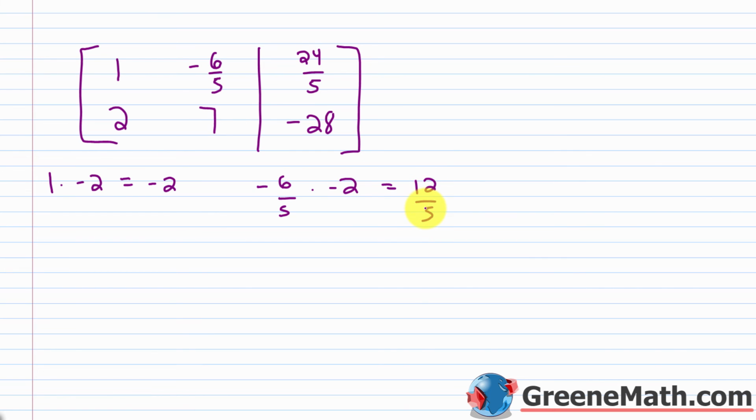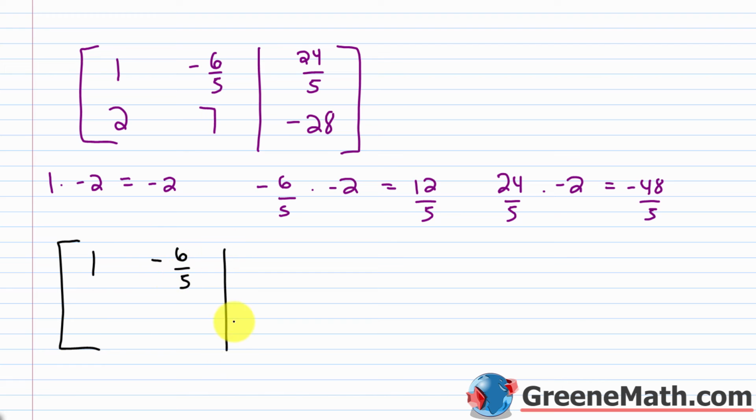And then 24 fifths times negative 2 would be negative 48 fifths. So this is negative 48 fifths. So for row 1, I'm keeping that the same. So a 1, a negative 6 fifths, and then a 24 fifths. For row 2, I'm going to take the result that I got, and I'm going to add. So negative 2 plus 2 is 0. I'm going to have 12 fifths plus 7.